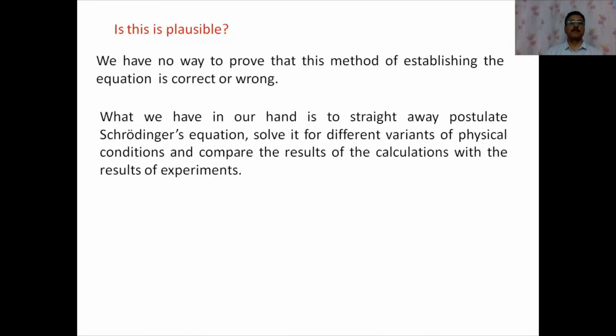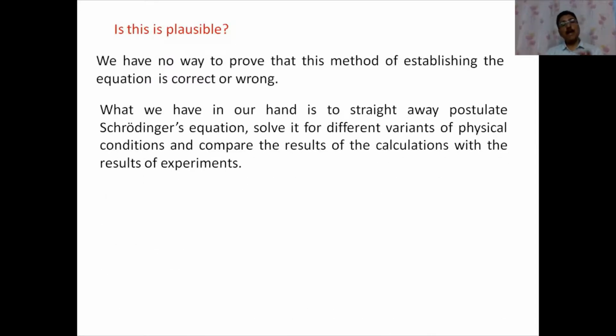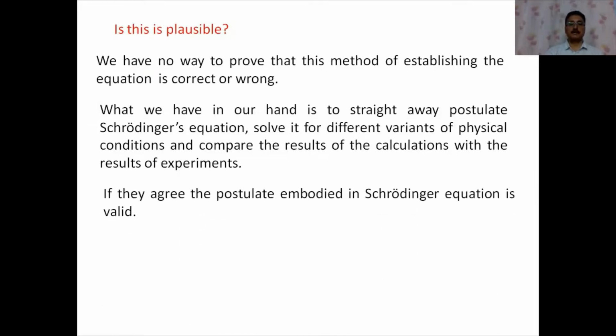We cannot say that. What we have in our hand is to straight away postulate Schrödinger's equation. We postulate the Schrödinger equation, solve it for different variants of physical conditions, and compare the results of calculations with the results of experiment. We don't go into whether we can derive it this way or that way. We postulate it, solve it for different conditions, and match it with the experimental results. If they match, accept it. If they don't match, discard it.